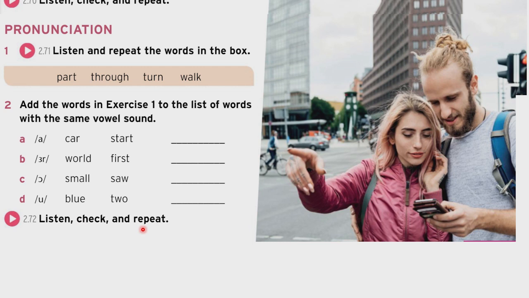Track 2.72. A, Car. Start. Part. B, World. First. Turn. C, Small. Saw. Walk. D, Blue. To. Through.